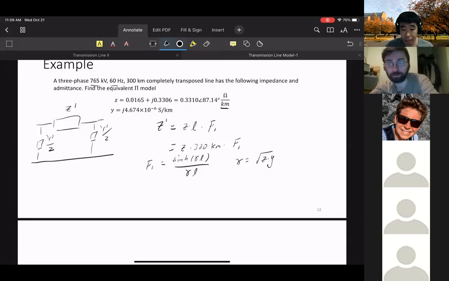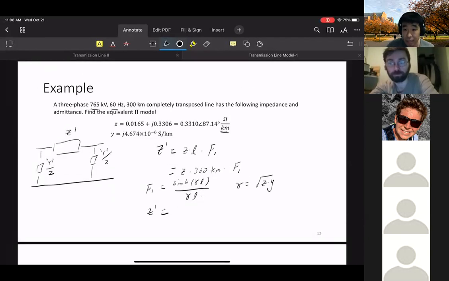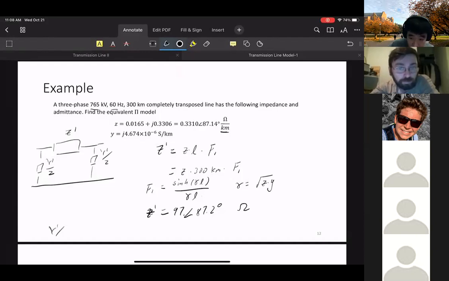If you plug in those numbers and do the final calculation, this will be Z prime, 97 angle 87.2 degrees ohms. The hyperbolic sine and hyperbolic cosine can handle complex numbers, so there's no issue with complex numbers there. Then we have y prime over 2, or y prime.